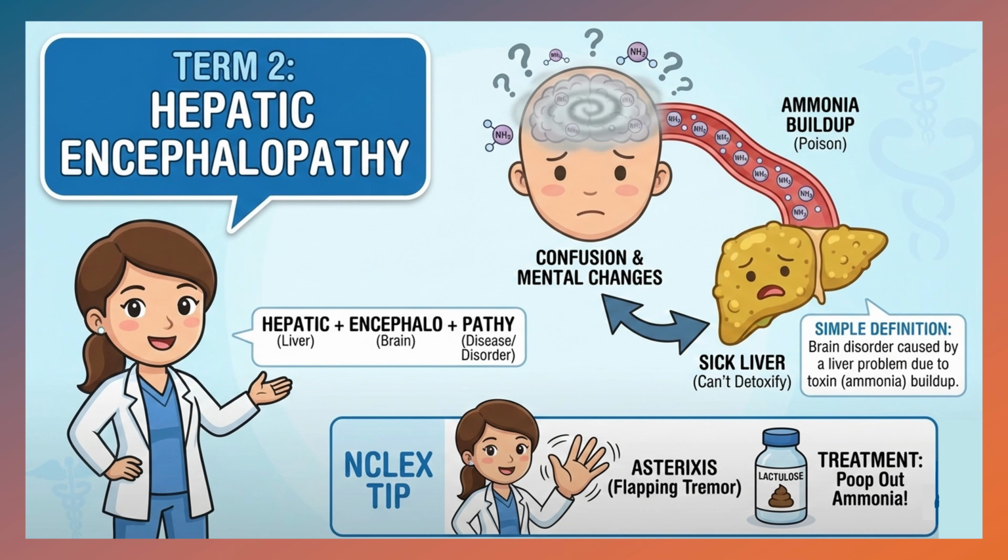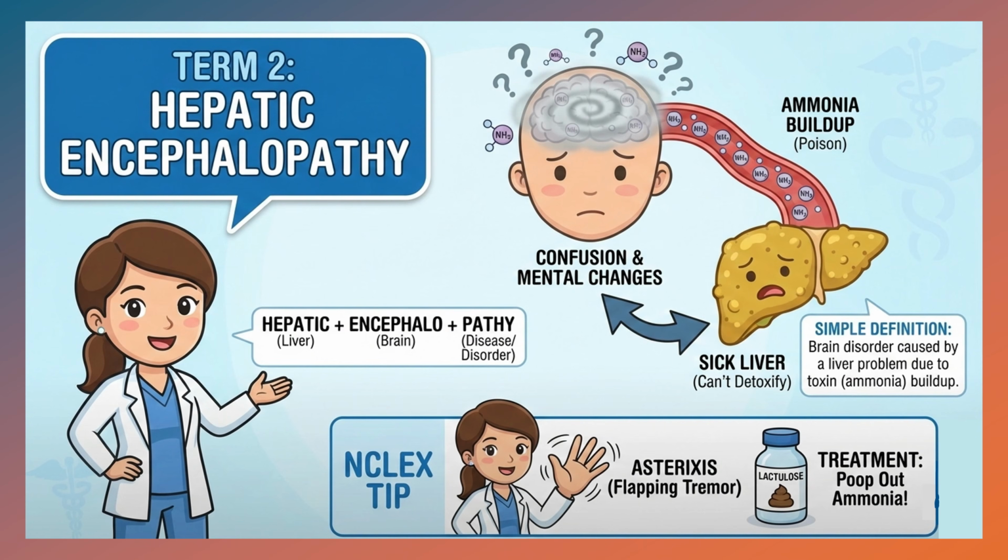Next is a big mouthful, hepatic encephalopathy. The simple definition: this is when a patient gets confused or has a change in their mental status because toxins are building up in their brain. The word tells you exactly what it is.